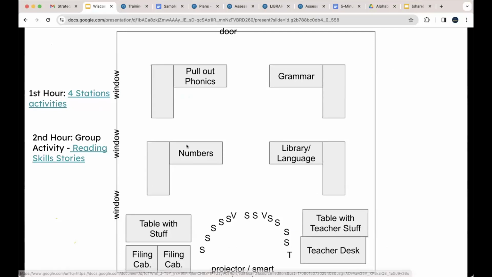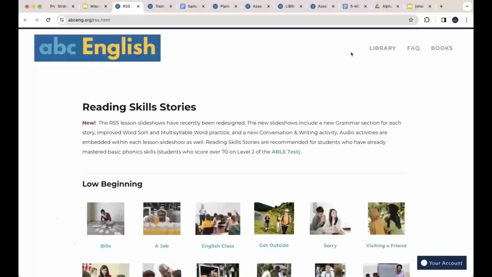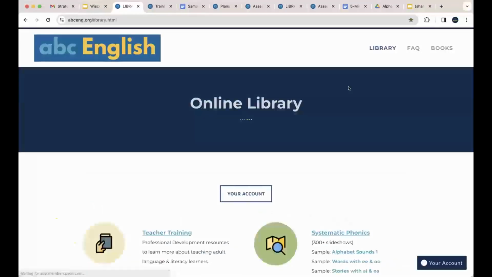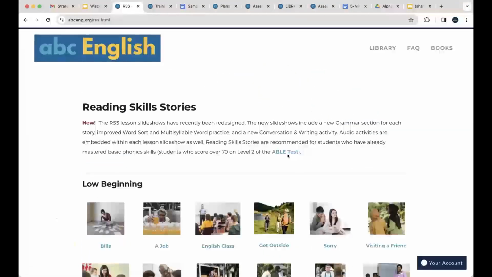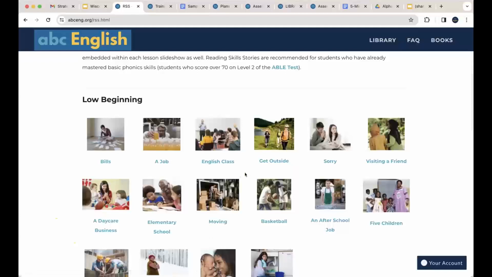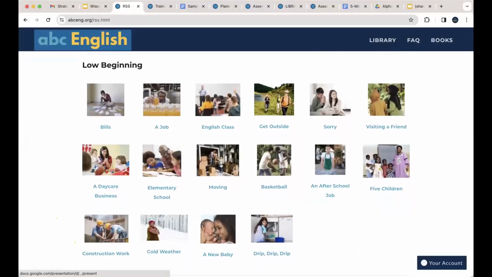So that first hour, we're rotating among these small group stations. And then the second hour, our group activity is based on these reading skills stories. This is one of the categories in the library at the ABC English website. Each of these stories is based around a useful, relevant topic for language development.